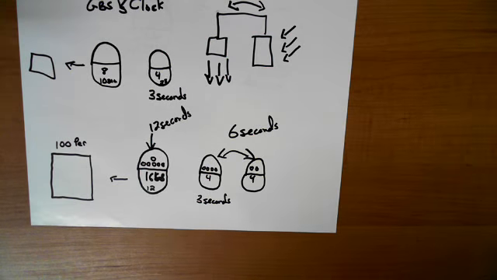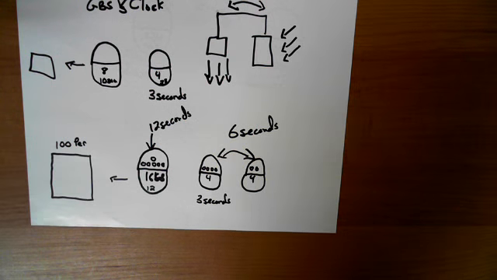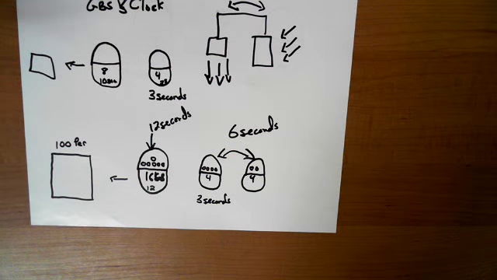So this is just a basic overview, once again, of how gigabytes versus clock speed on memory works. If you guys have any questions, feel free to email me or check out my website.